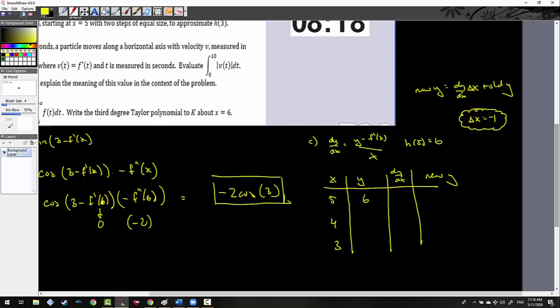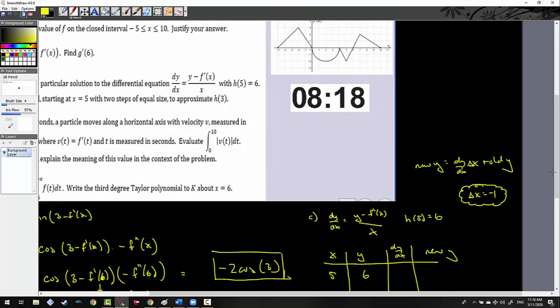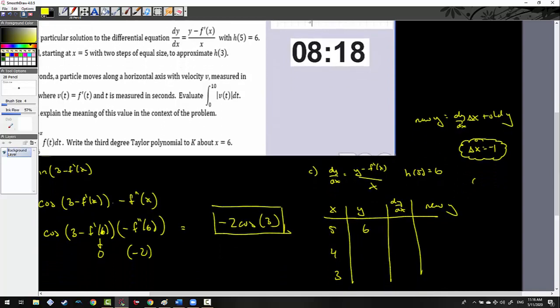So h of 5 is 6. dy over dx, this is a little bit hard to figure out, but it's y, right? So that's going to be 6 minus f prime of 5. Well, what is f prime of 5? F prime of 5 is negative 2. So that's going to be 6 minus negative 2 over whatever the x was at that time. So that's going to be 5. So that gives me 8 over 5. New y is going to be 8/5 times delta x, which is negative 1, plus old y. And so from here, if I combine all my like terms, I end up getting 22 over 5 as my new y.